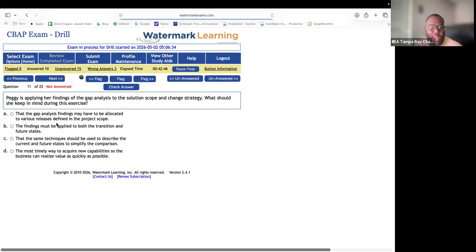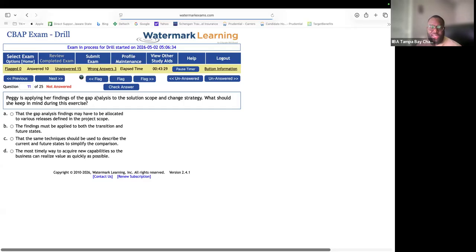Next. Peggy is applying her findings of the gap analysis to the solution scope and change strategy. What will she keep in mind during this exercise? A: That the gap analysis findings may have to be allocated to various releases defined in the project scope. B: The findings must be applied to both the transition and future state. C: That the same techniques should be used to describe the current and future state to simplify the comparison. D: The most timely way to acquire new capabilities so that the business can realize value as quickly as possible.